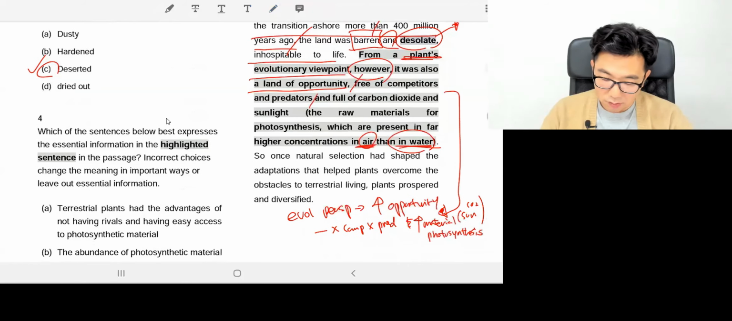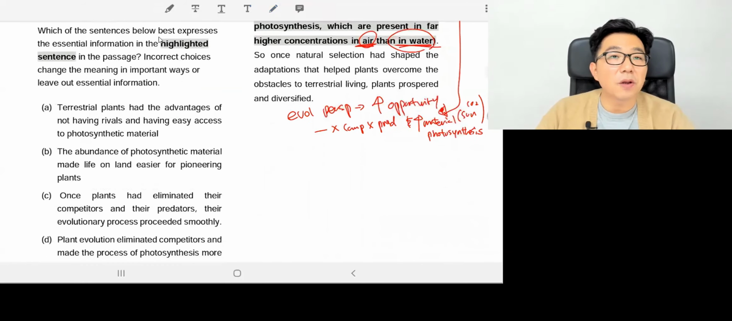Question 4, let's solve it. Which of the sentences below best expresses the essential information in the highlighted sentence? Incorrect choices change the meaning in important ways, so it's wrong information, or not mentioned, or leaves out essential information. If it doesn't have the main idea that this sentence is trying to say, then it's also wrong.